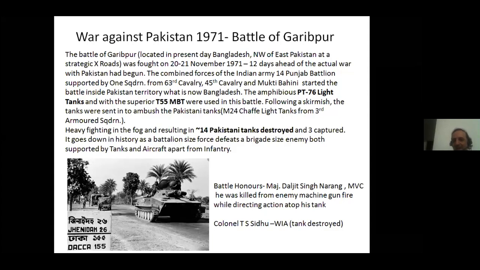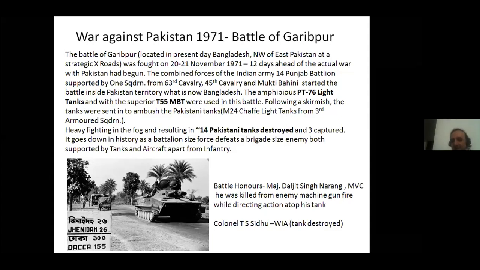And then here, we encounter the Pakistanis coming up with the M24 Chaffee light tank. Again, an American tank here, but they are absolutely no match for the T-55 main battle tanks. And then the B Squadron from the 63rd Cavalry takes these T-55 battle tanks and has a score over the M24 Chaffees. And then it's a victory there.